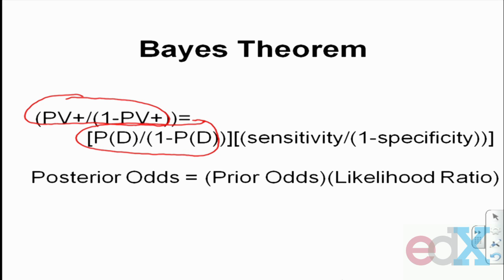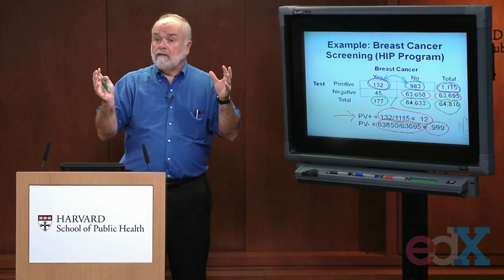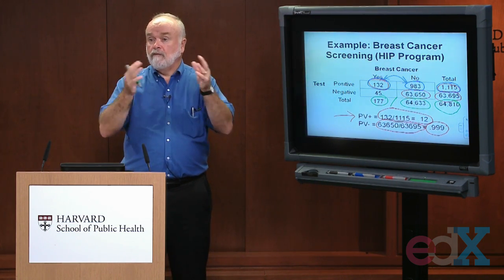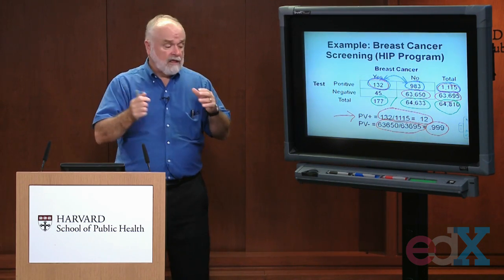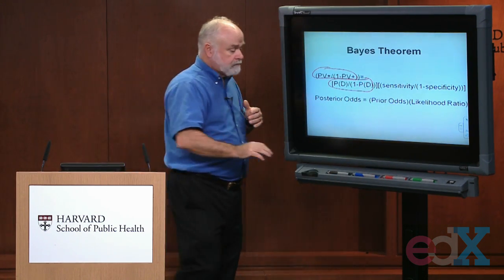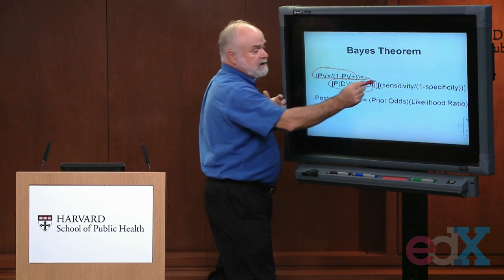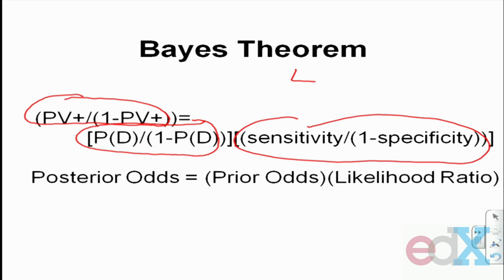So if I go back to the previous slide, in the entire population of 64,810, 177 people have the disease, and 64,633 don't have the disease. 177 divided by 64,633 is the odds of having disease in the population, not taking into account whether a positive or negative test was performed and observed on these people. That's what we call the prior odds of having disease before we give the test. And what Bayes' theorem says is that the posterior odds, based on having a positive test, is equal to the prior odds times something which we refer to as the likelihood ratio.